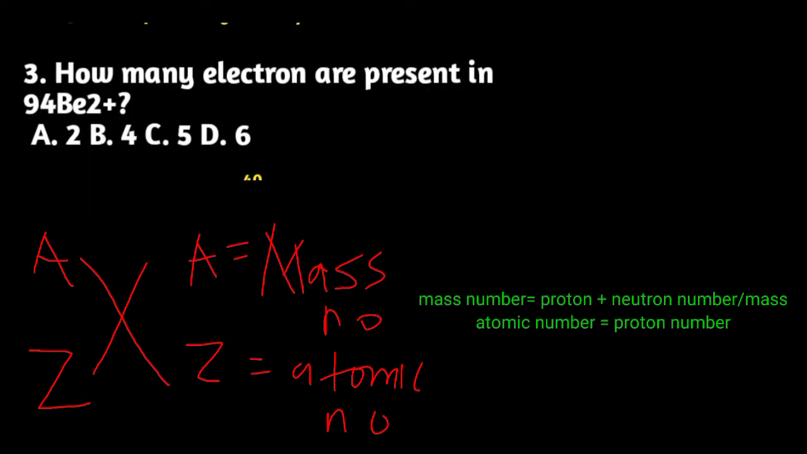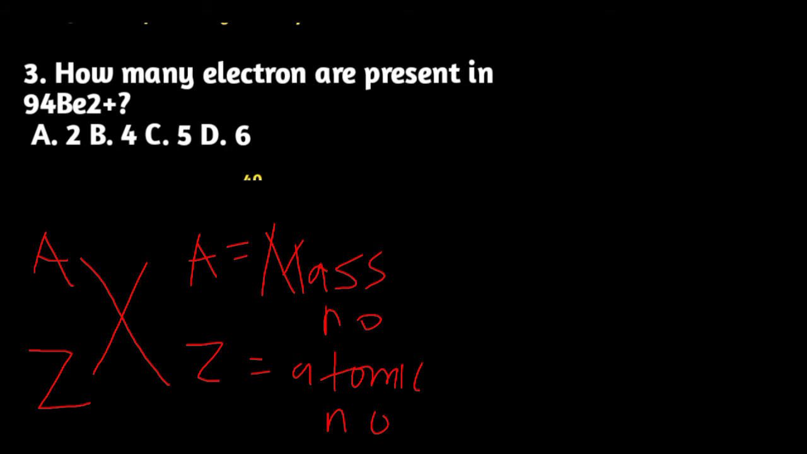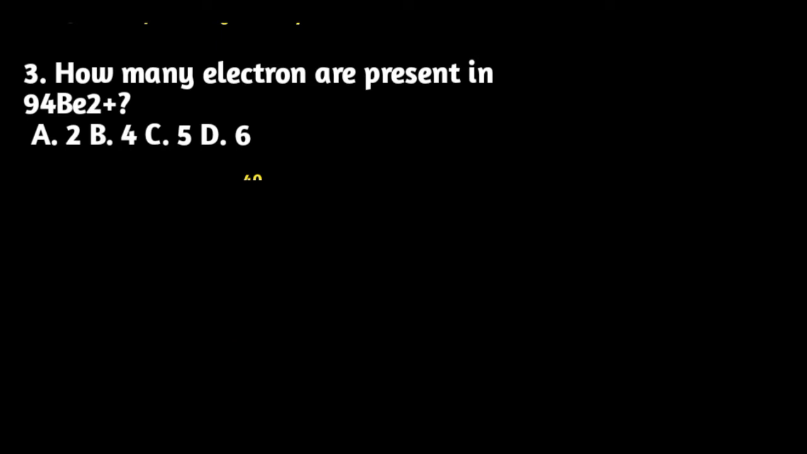Question number 3. How many electrons are present in 9 4 Be 2+? That is beryllium 2+. The 9 there is telling us that the mass number is 9, and the atomic number is 4. And 2+ means that we have already lost 2 electrons. They are asking us how many electrons are there. The total number of protons is supposed to be the total number of electrons in a neutral atom. But here, we don't have a neutral atom, as this sign shows.